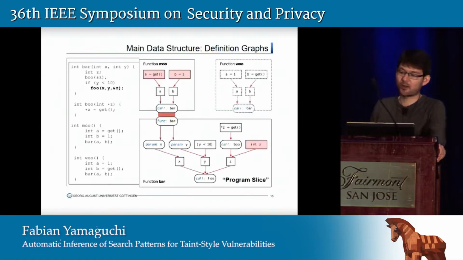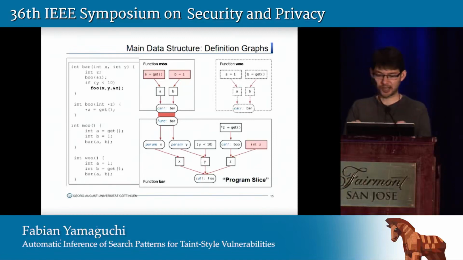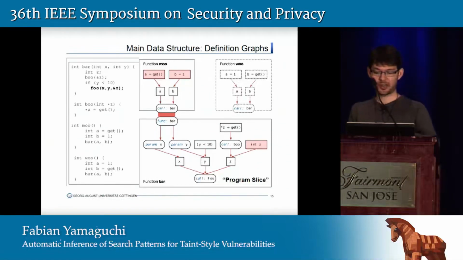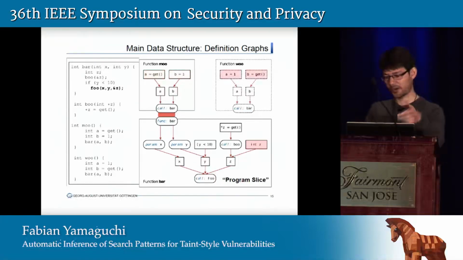Now, to enumerate all of these, the main data structure that we use here is what we call a definition graph. Essentially, we have a program slice for each function involved, and we take these program slices and make a graph of them that connects the slice to the slices of their callers, right? So callers are moo and voo here. And you can imagine that we can easily enumerate all of the different invocations using this data structure. So here's one, and here would be another, and there are a couple of others in there as well.